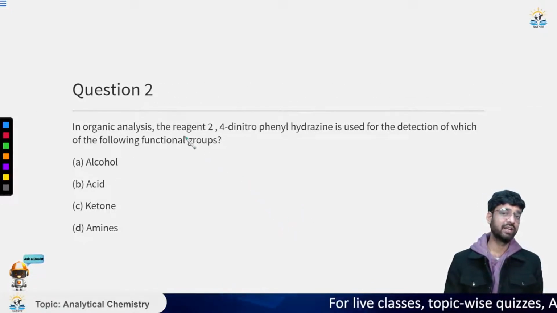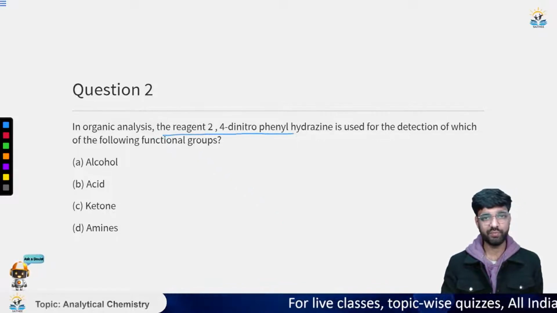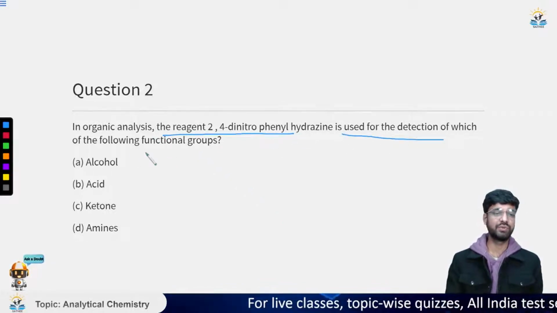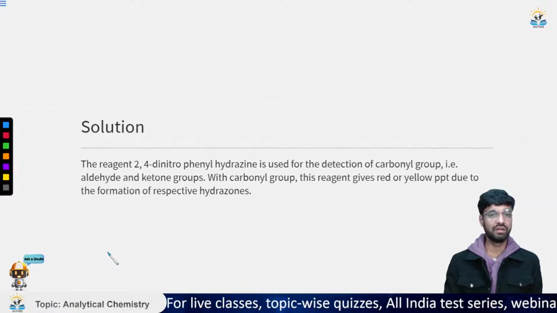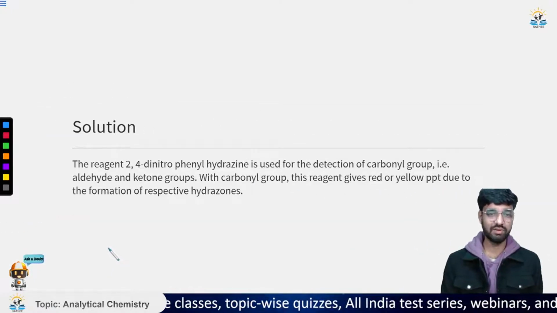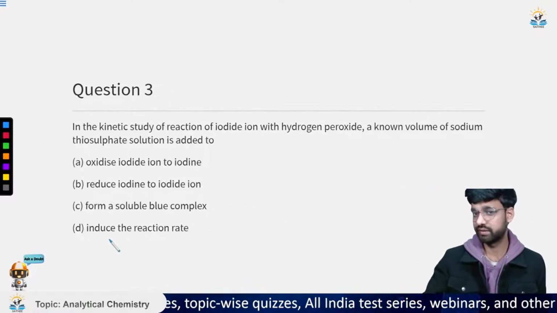Next, in an organic analysis, the reagent 2,4-DNP hydrazine is used for the detection of which functional group? So we have seen this. A nucleophilic aromatic substitution takes place and we get this 2,4-DNP test.